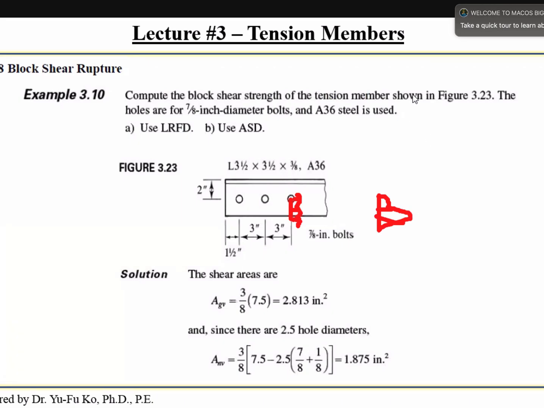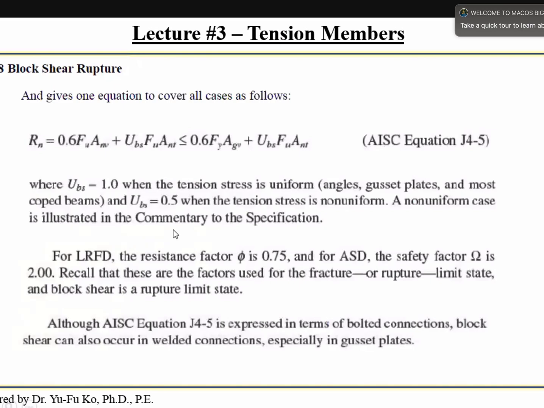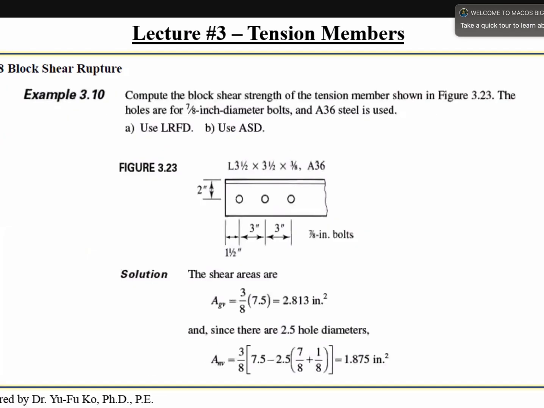Like I said, you need to go to the commentary, like I mentioned here, in chapter J, for the discussion about Ubs. In some situations, the tensile stresses on the tensile area may not be uniform. But in most cases, for angles and gusset plates, in most coped beams, the tensile stresses for block shear are uniform. So that's why you can use U equal to 1.